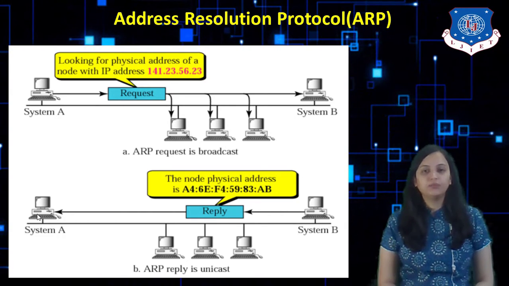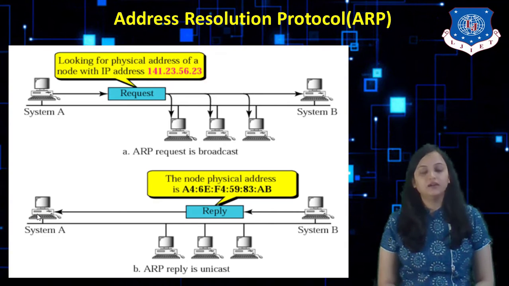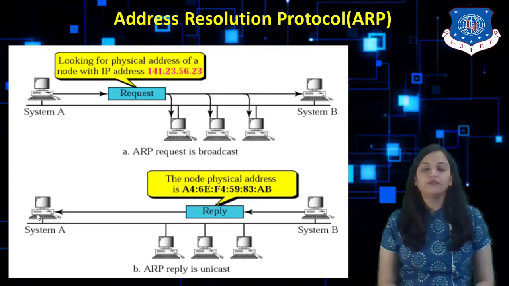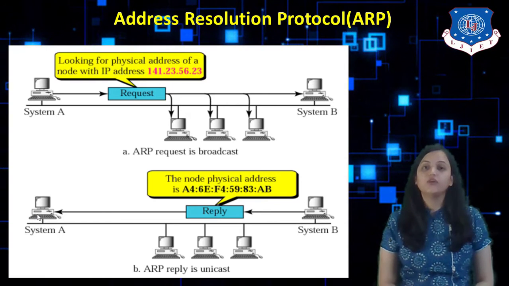So here the Address Resolution Protocol request and response process is indicated, where the request is of broadcasting type and the response is of unicast type.